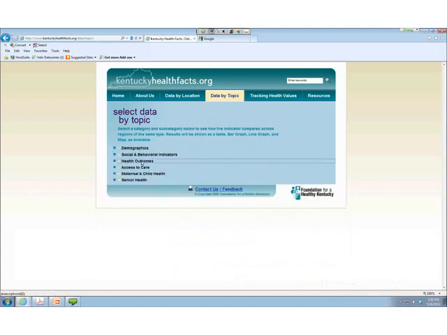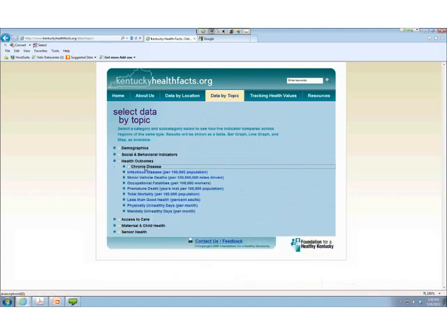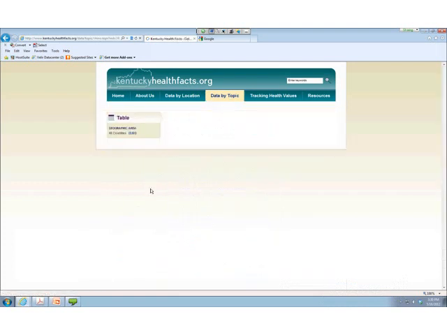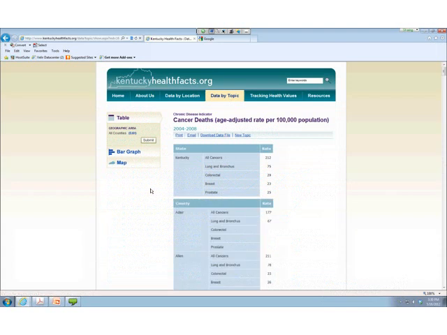Looking at health outcomes again, one of the other options is cancer-related deaths. This is an age-adjusted rate per 100,000 population, so it's not a percent in this case, but it's the number of people normalized to a standard population amount. We know there aren't 100,000 people that live in most Kentucky counties, but it gives us a level playing field with which to compare.